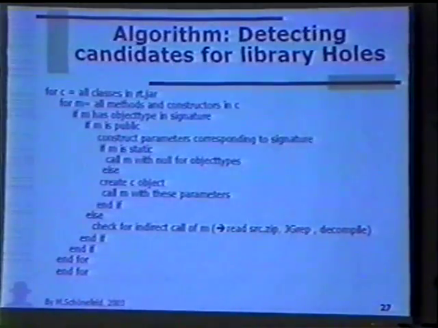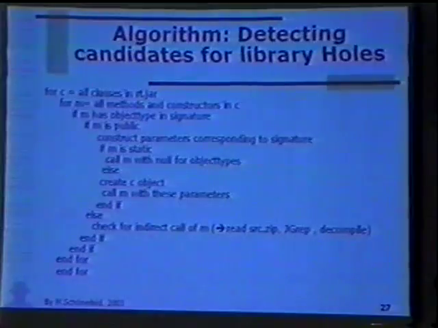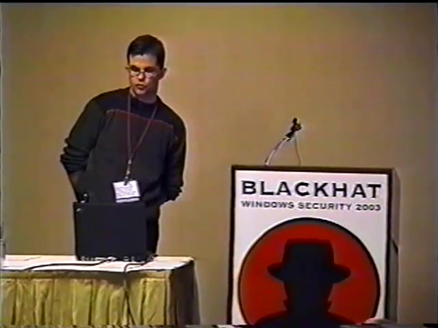So this is the algorithm, some pseudocode. All classes in RTJar and all methods and constructors are inspected. I have a for loop over the methods and constructors, and if there's an object type in the signature, I will inspect the method. If it's public, I will construct parameters corresponding to the signature, which can also be, but in very few cases, a recursive problem. And if M is static, I just have to call the function with the object type. And if it's not static, I have to create an object and call the method on this object with my constructed parameters.